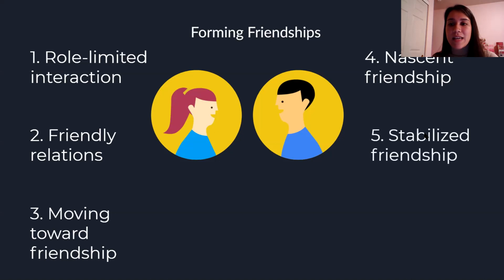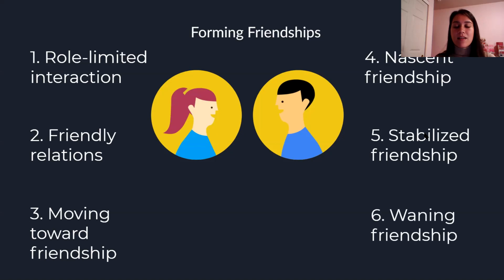Fifth is stabilized friendship. It's now established. You guys are going to be there for each other now through trust, and we support each other emotionally and share more personal information because we expect this friendship to continue.